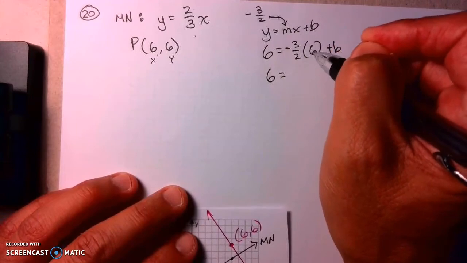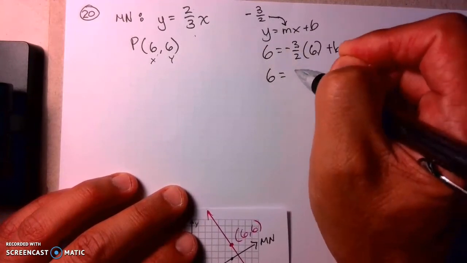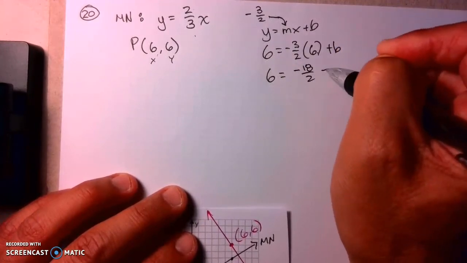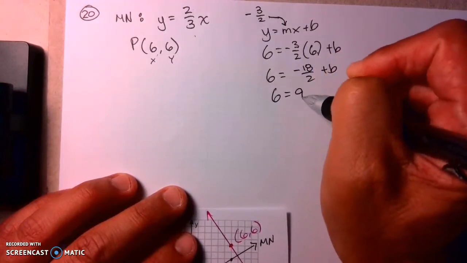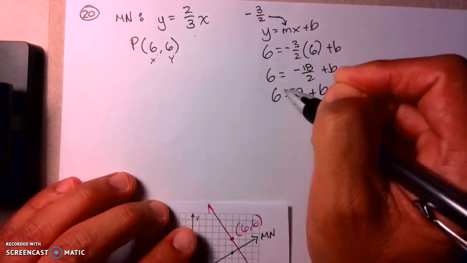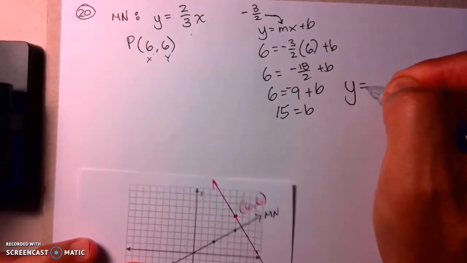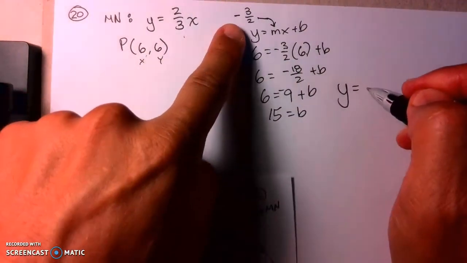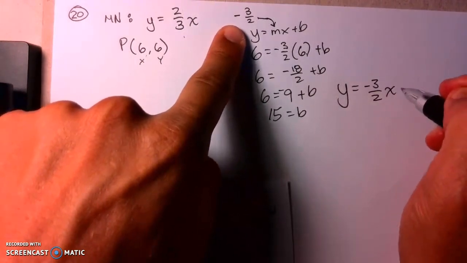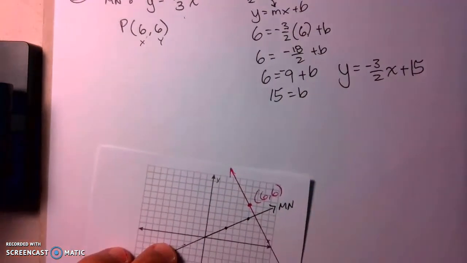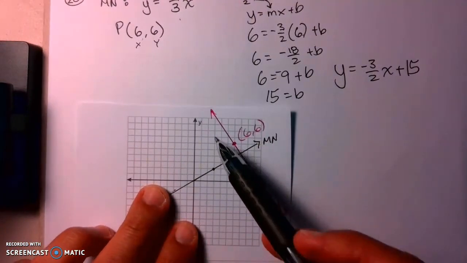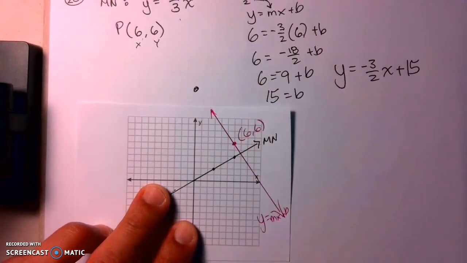Multiplying a fraction times 6, you just multiply tops. 3 times 6, that's 18 over 2. 18 over 2 is 9, negative 9, excuse me. We'll add 9 to both sides. It's 15. So my equation now is y is equal to negative 3 over 2x plus 15. So if I had drawn this graph, it would hit way off the graph somewhere here at 15.